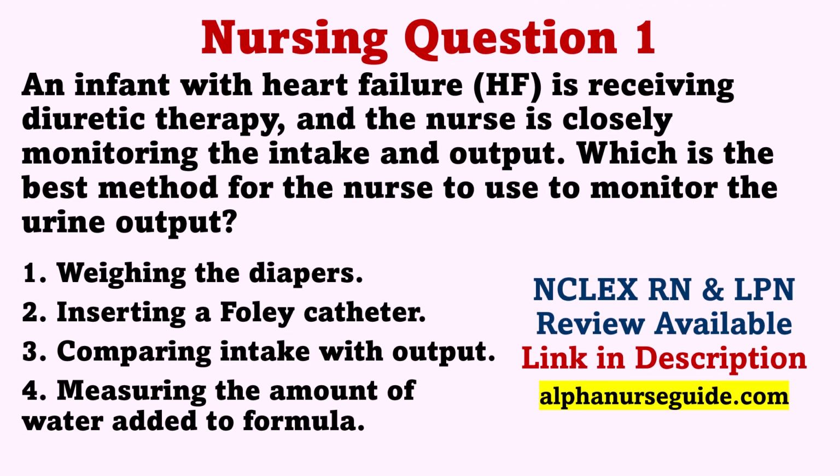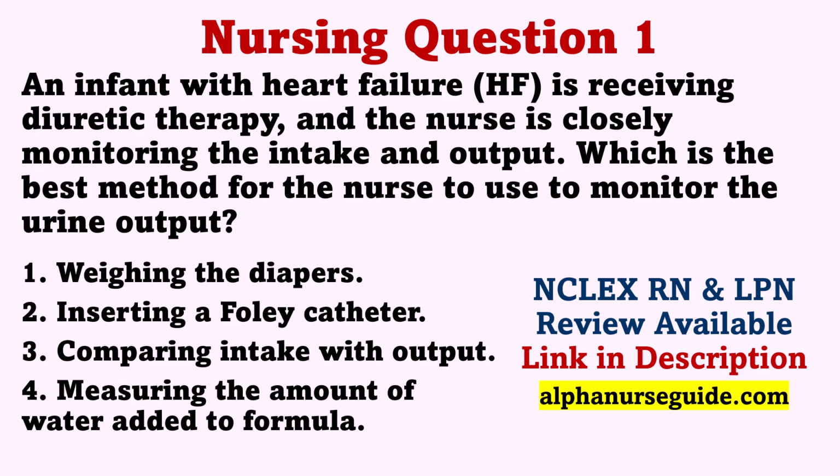An infant with heart failure is receiving diuretic therapy, and the nurse is closely monitoring the intake and output. Which is the best method for the nurse to use to monitor the urine output? 1. Weighing the diapers. 2. Inserting a Foley catheter. 3. Comparing intake with output. 4. Measuring the amount of water added to formula.